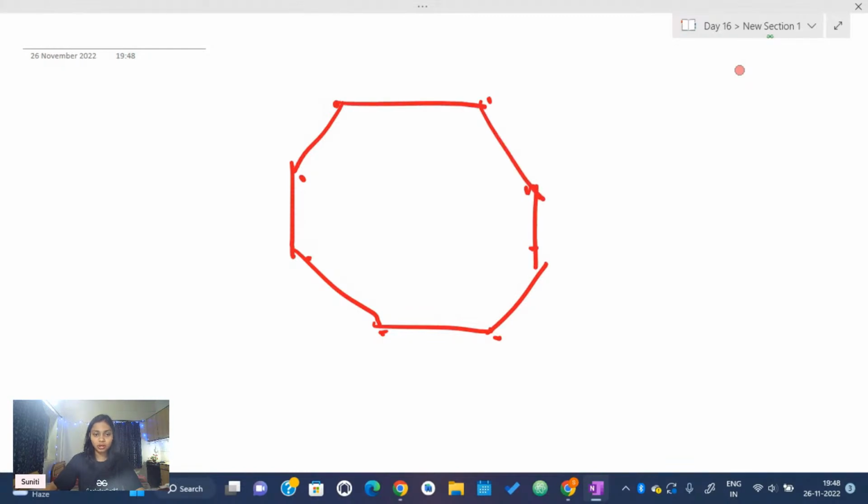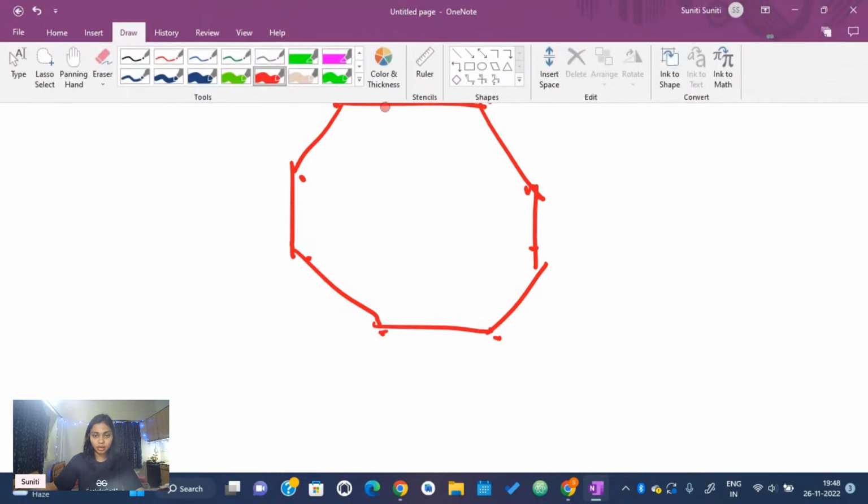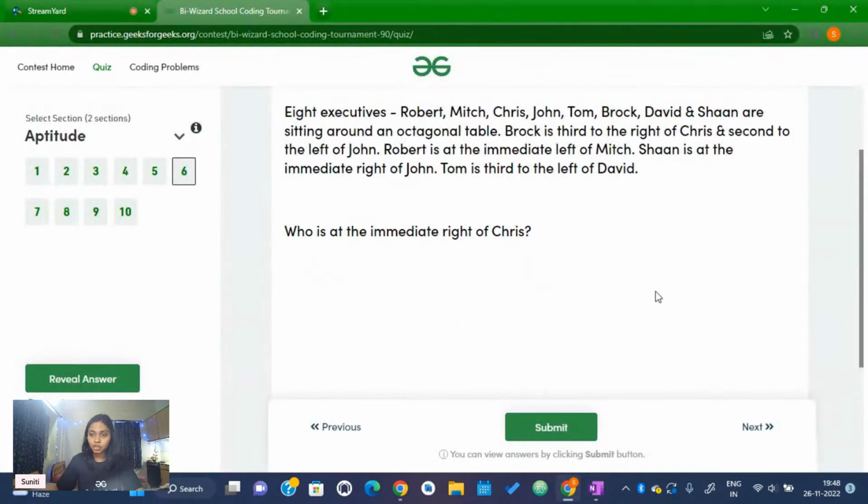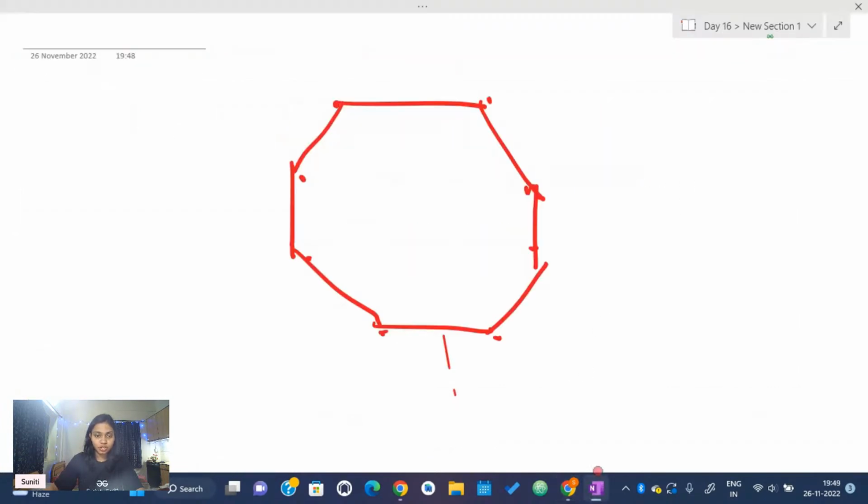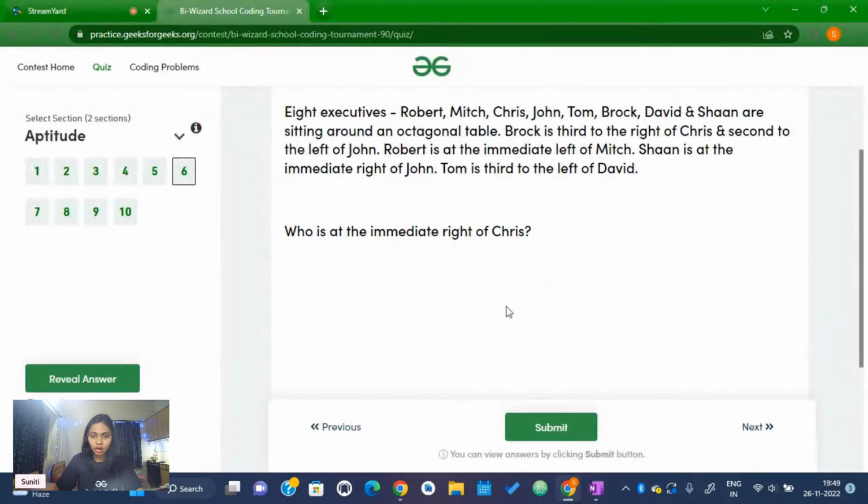All right, so this is the octagonal table that we have here. Now let us see what the arrangement is. Brock is third to the right of Chris. So first of all, we will mark Chris. Every executive has a different initial, so I am just using the initials for the marking.